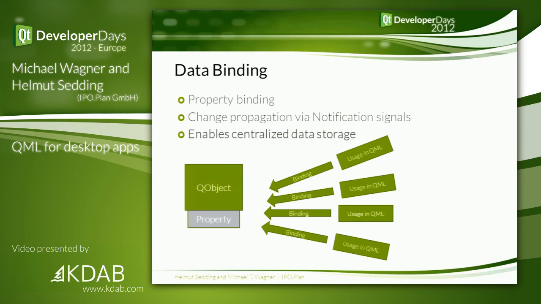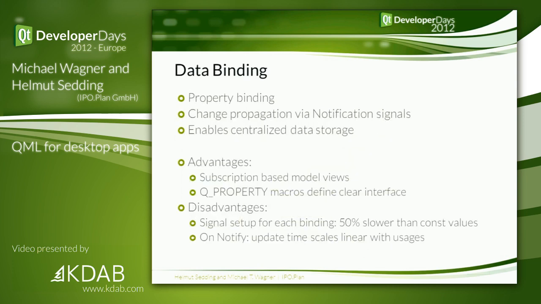It's a basic subscription model. So everyone who wants to know the angle of the rectangle says, okay, I want to know that, and please tell me when it changes. So we can store everything centrally and have the subscription. And additionally, the property macros help you to define your interface very clearly, because everything is clearly stated. The type is given, the getter, the setter, and if it's constant, you can write it as well.